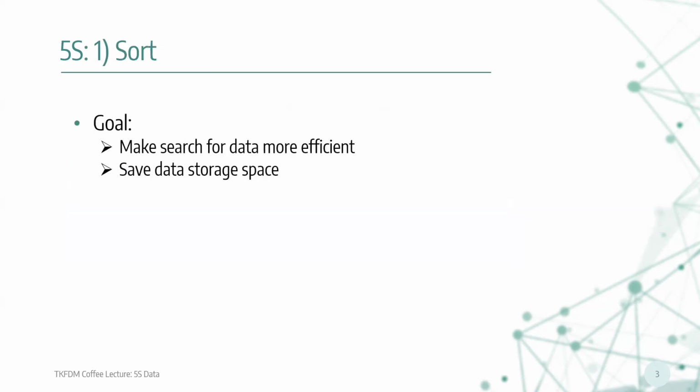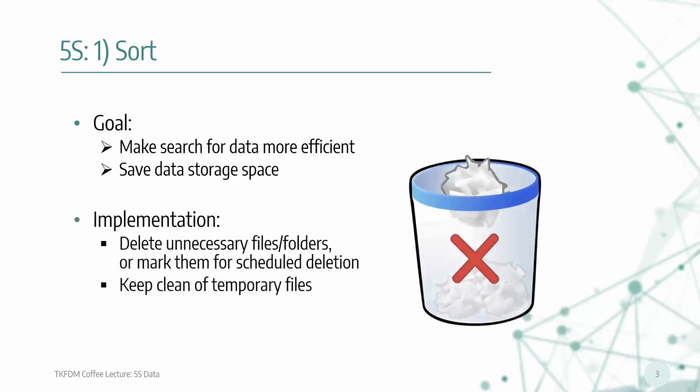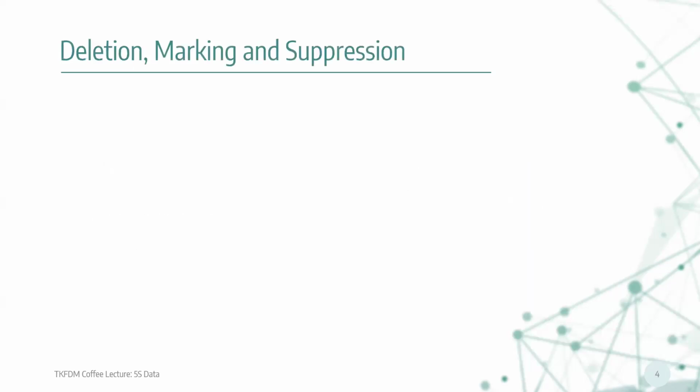The goal in this step is to make the search for the data more efficient and save data storage. And how do we do this? Simply by deleting unnecessary files and folders or marking them for deletion later. Another point is to keep the space free from temporary files. How do we do this? I have made a few screenshots here.